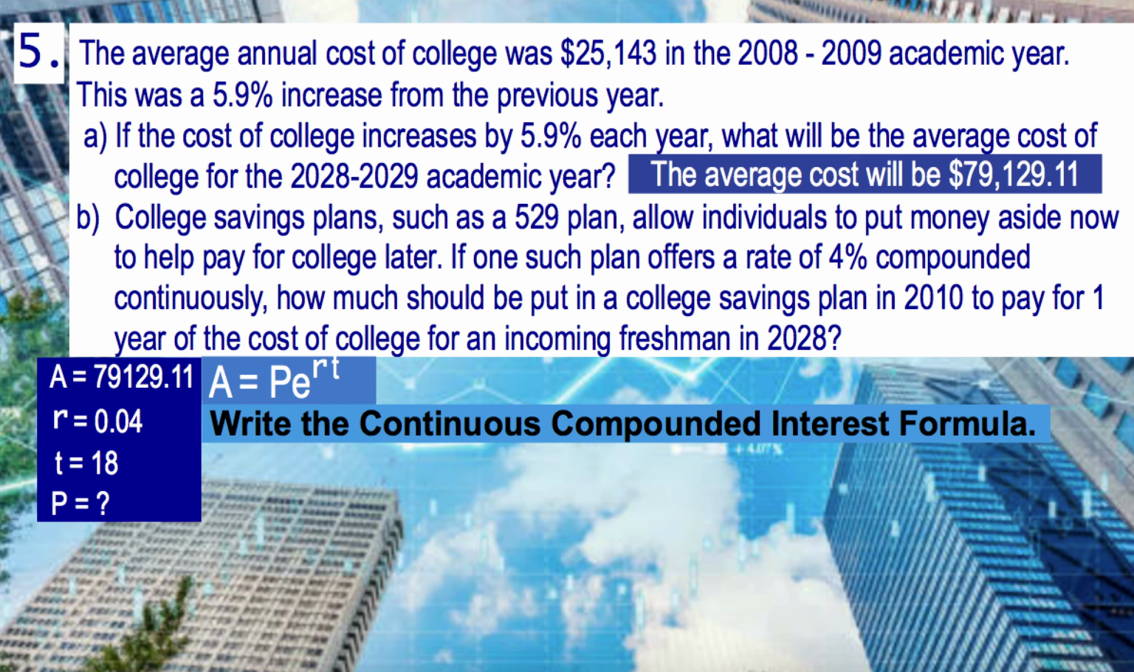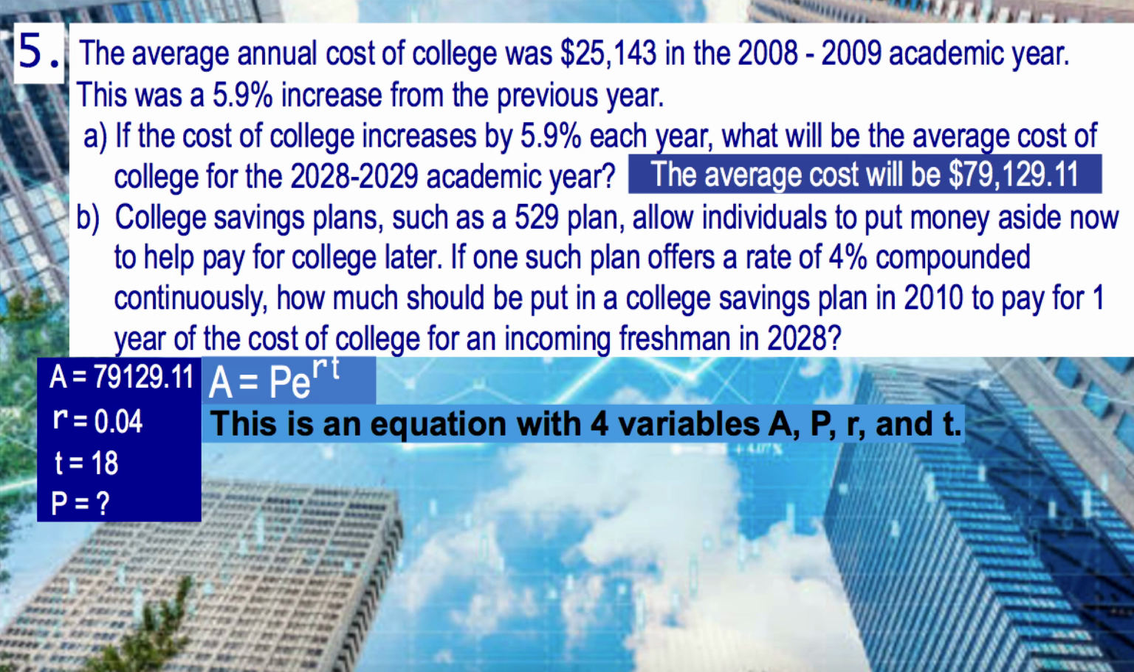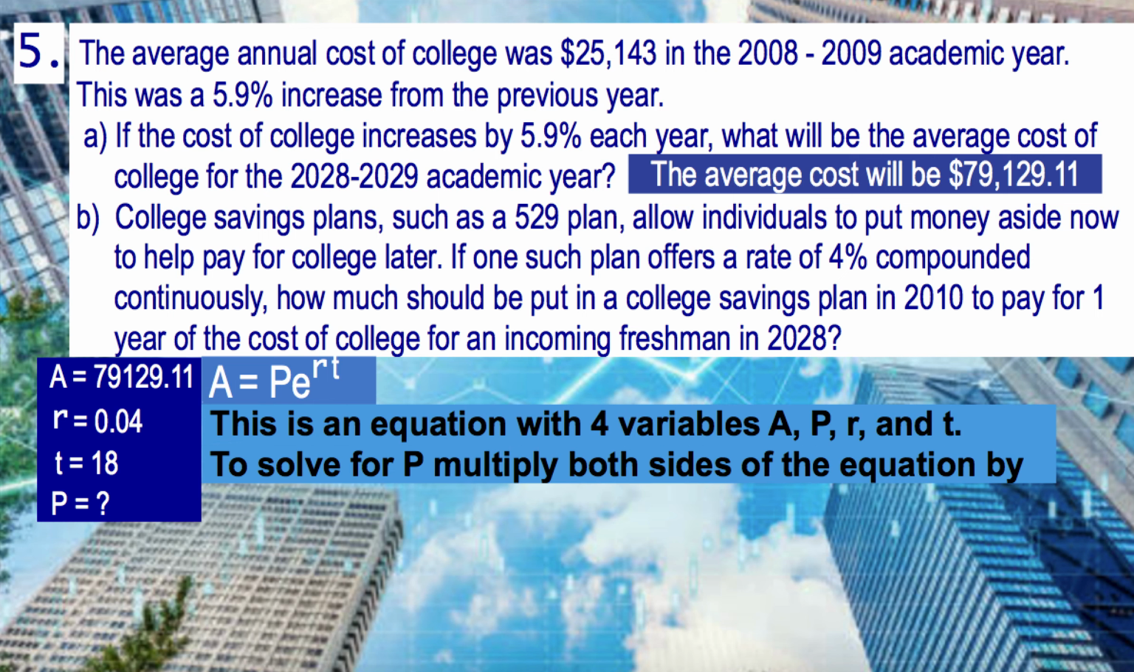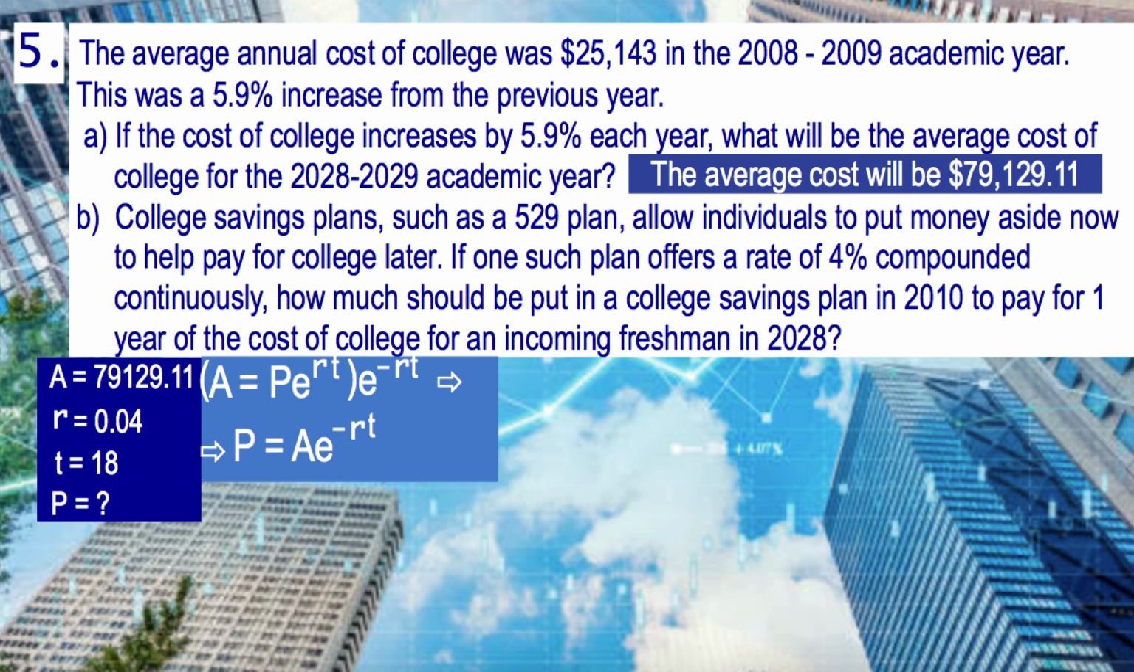Write the continuous compounded interest formula where A is equal to the principal times e raised to the power RT. This is an equation with 4 variables, A, P, R, and T. And to solve for P, multiply both sides of the equation by e raised to the power negative RT. Thus, P equals A times e to the negative RT.